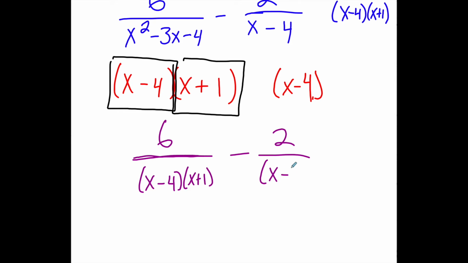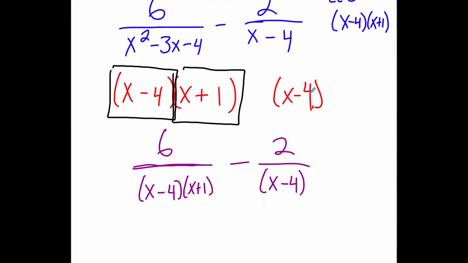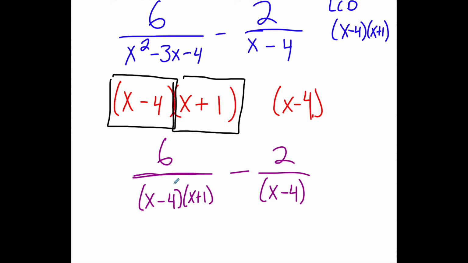And here's my x minus 4. I'm just going to throw that in parentheses. And now I ask myself, is each denominator equal to the LCD, or is there something that I need to do to make it equal to the LCD? So I look on the left and I say, oh, yep, I'm already good.